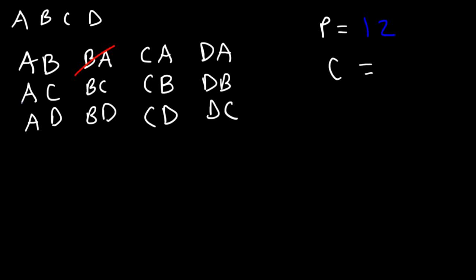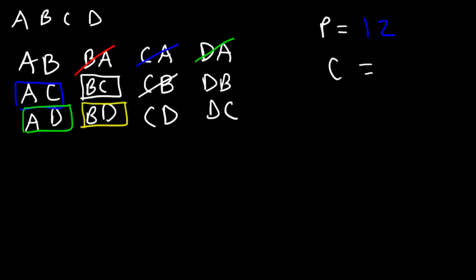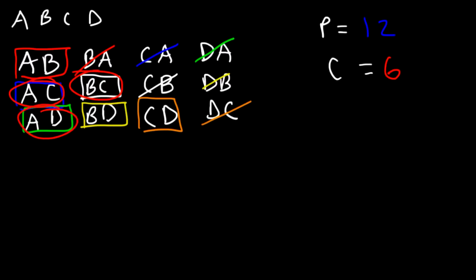If we're going to count, let's say, AC, we can't take into account CA. If we're going to count AD, we have to eliminate DA. If we're going to use BC, we need to get rid of CB. If we're going to use BD, we can't use DB. And finally, if we're going to use CD, we've got to get rid of DC. So notice that the number of combinations is equal to 6. 1, 2, 3, 4, 5, 6. So now you can clearly see the difference between a permutation and a combination. Just remember, for a permutation, the order matters, and for a combination, the order does not matter.